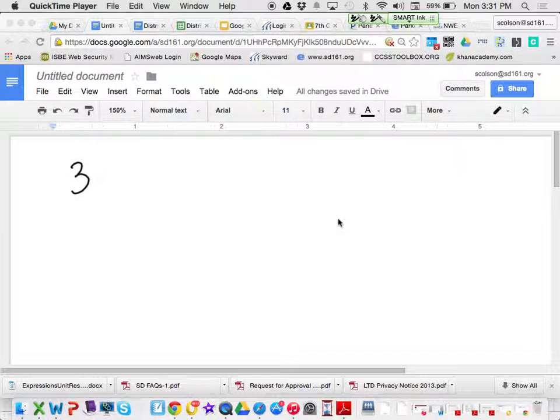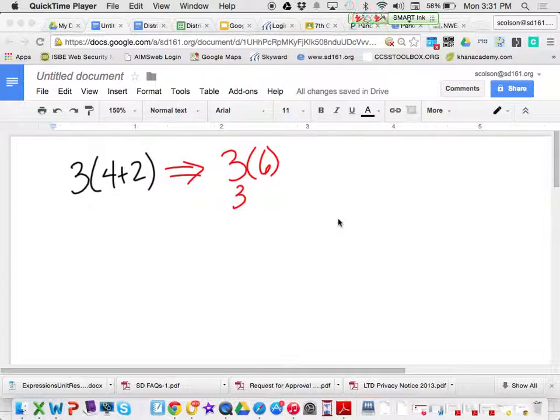3 parentheses 4 plus 2. Now, if I just go through and solve this, I should be able to pretty easily come up with a solution. So order of operations says that I do 4 plus 2 first, so I'm going to have 3 parentheses 6. And that means multiply. When I have two things right next to each other, it means multiply. So this is 3 times 6, which is, of course, 18.